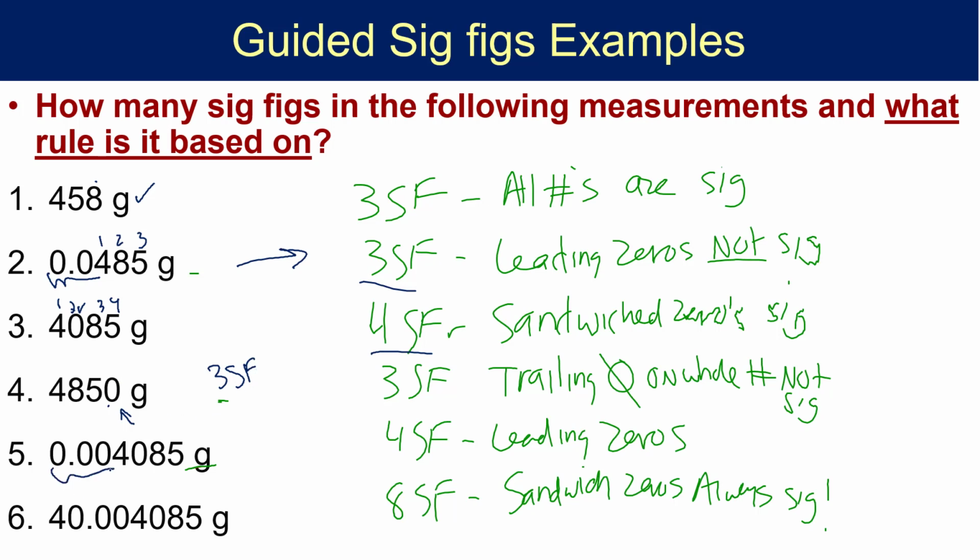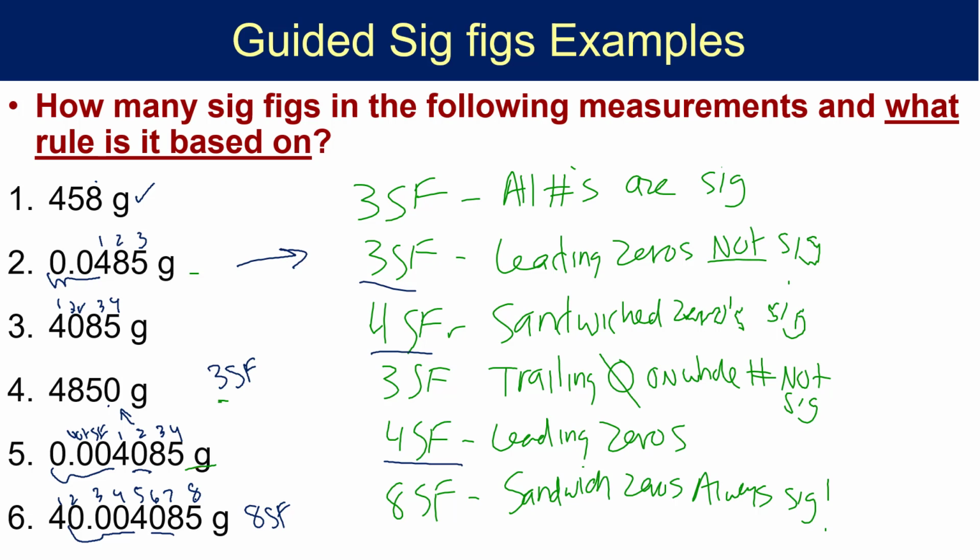Here we have leading zeros again and a sandwich 0. These guys not significant, but this sandwich 0 is, so we have a total of 4 significant figures here. This is your first, your second, your third, and your fourth. And of course, in a number like this, we got a bunch of sandwich zeros that are there, so that means that they are all significant because they are wedged between non-zero numbers. We got a total of 8 significant figures. Your first, your second, your third, your fourth, fifth, sixth, seventh, and your eighth.